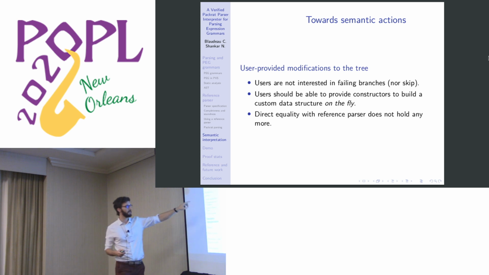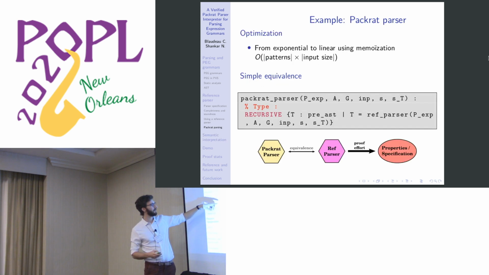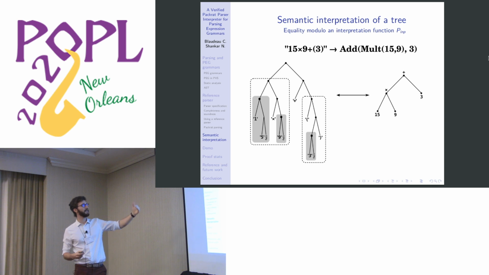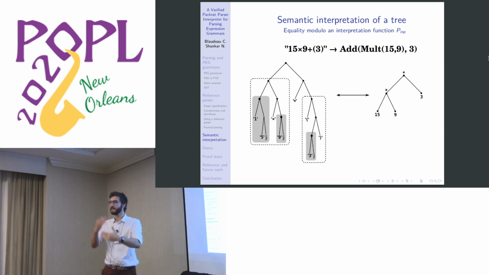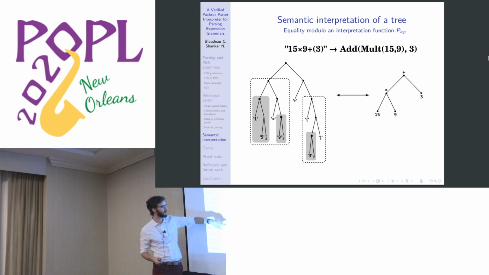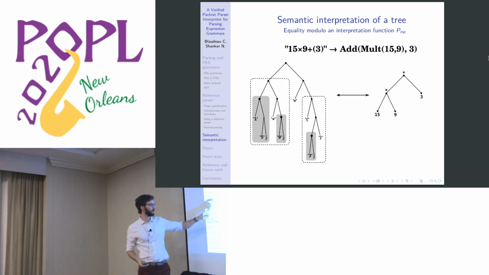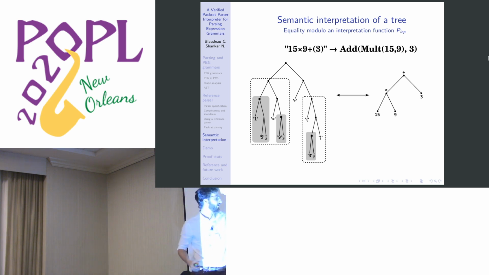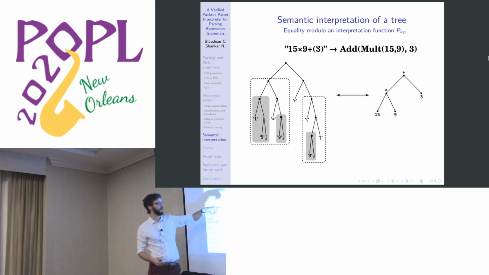But if you do that, the direct equality, as we had with the Packrat parser, does not hold anymore because it's not the same tree. So you need to define a notion of equality modulo a semantic interpretation. So basically, if you have a tree, for example, the gray boxes correspond to numbers. So you parse 1s and 5s and fails. So that gives you the number 15. And the same for all the arithmetic expressions.